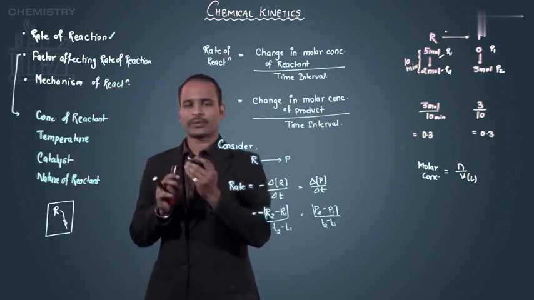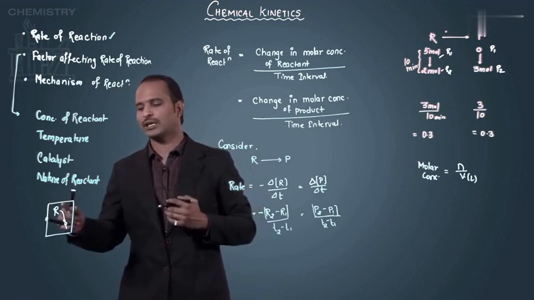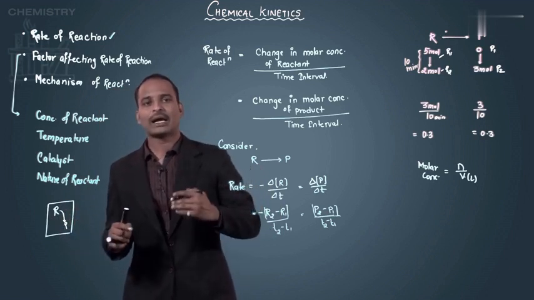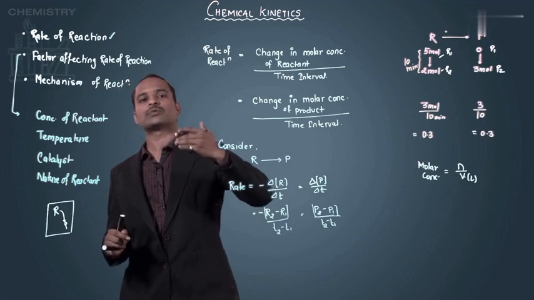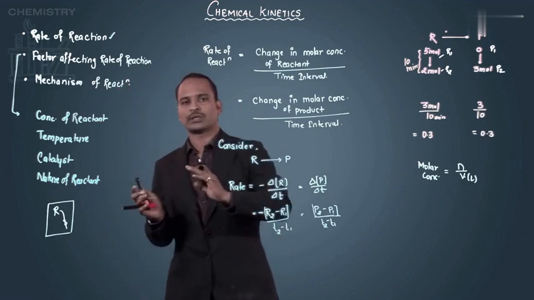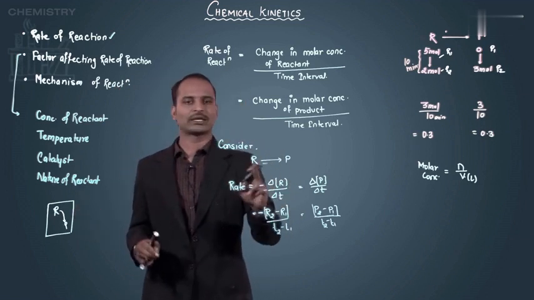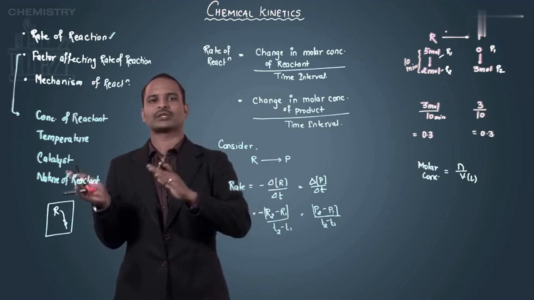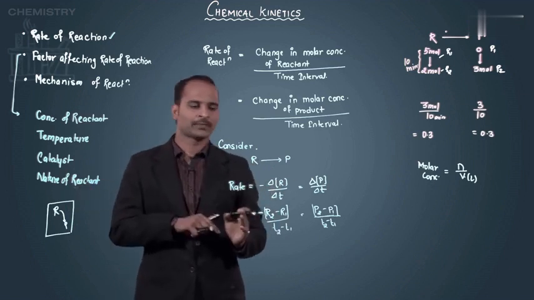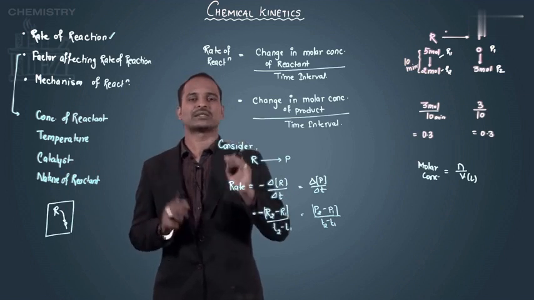Since the reactant's concentration decreases, the pressure exerted by the reactant goes on decreasing, and at the same time the pressure exerted by the product goes on increasing. So I can say that in this case, during the reaction, if both are in a gaseous state, then the reactant pressure and the product pressure also change. So to know the rate of reaction here, again I can consider the change in pressure.